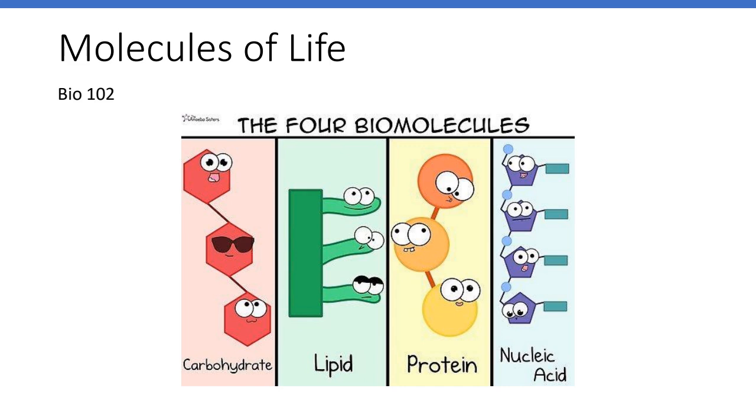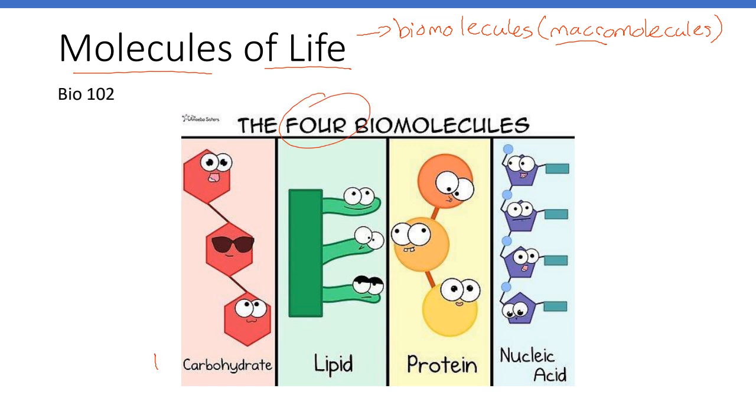Okay, this chapter is about the molecules of life. When you think about molecules of life, you're going to think of them as what we usually call biomolecules. These are usually humongous, so we call them macromolecules. Macro for huge. And when we talk about molecules of life, biomolecules, we're talking about four of them: carbohydrates, lipids, proteins, and nucleic acids. These are the big biomolecules that you are made of.